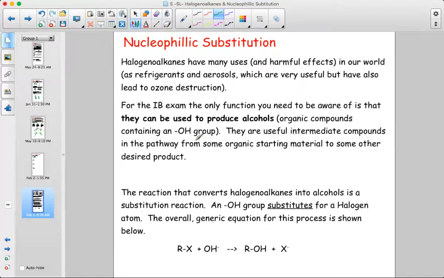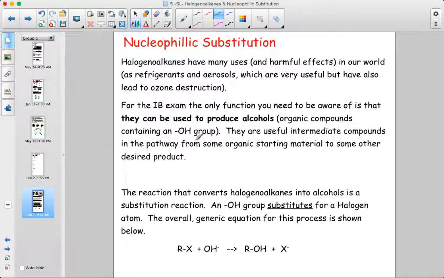So the last concept to cover as we go over halogenoalkanes is that halogenoalkanes can be converted into alcohols. Now, halogenoalkanes do have a number of uses, and one of the most famous uses of halogenoalkanes is as refrigerants, things that are gases that are very important to how refrigerators and air conditioners work, and how aerosol cans work. And so they have a lot of uses.